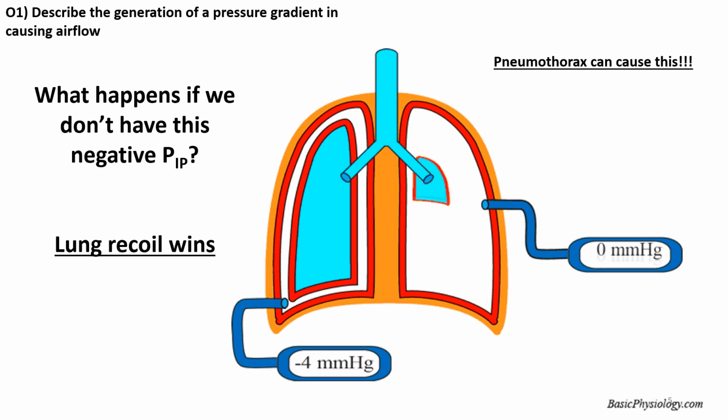So in a world where you don't have this negative pressure space in between the elastic forces of the lungs and the elastic forces of the chest wall, you basically allow for the lung to collapse in on itself because the lung elasticity and its recoil wins out.